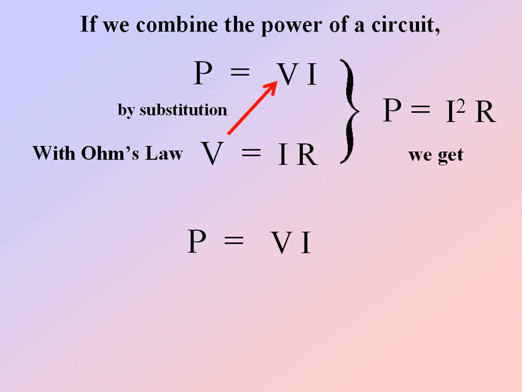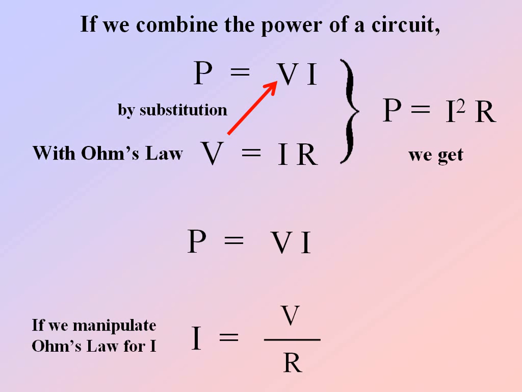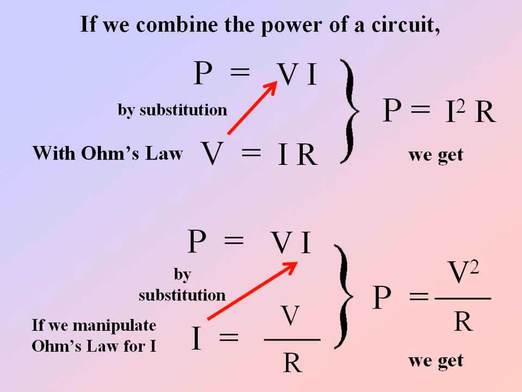Again, if we take P is equal to VI and manipulate Ohm's law for I is equal to V over R, by substitution again, we get power is equal to V squared over R.